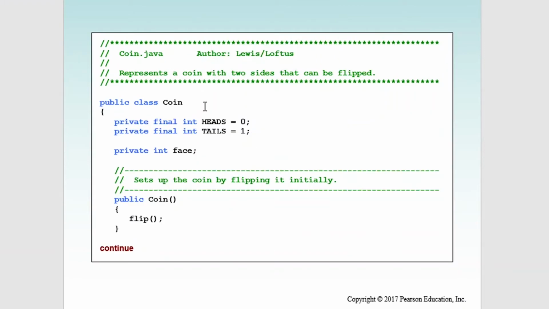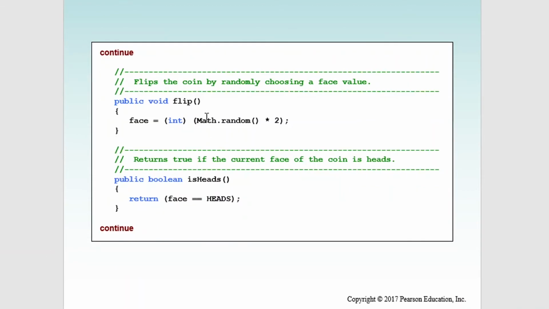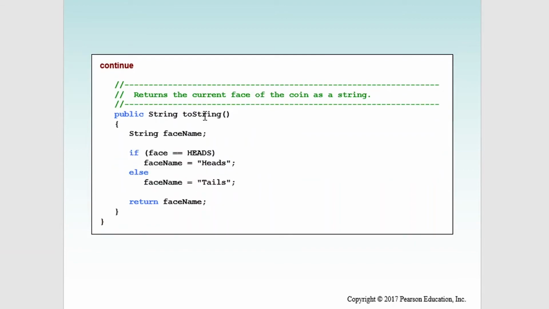Here's the actual blueprint class for the coin. They have heads and tails. They have a constructor that will flip the coin. Their flip is basically just choosing a 0 or a 1. Then they have a Boolean method called isHeads that's going to return true or false if the face value is equal to heads. And then their toString is going to print out heads or tails. Their toString is using an if statement to determine if they should print out a heads or a tails.